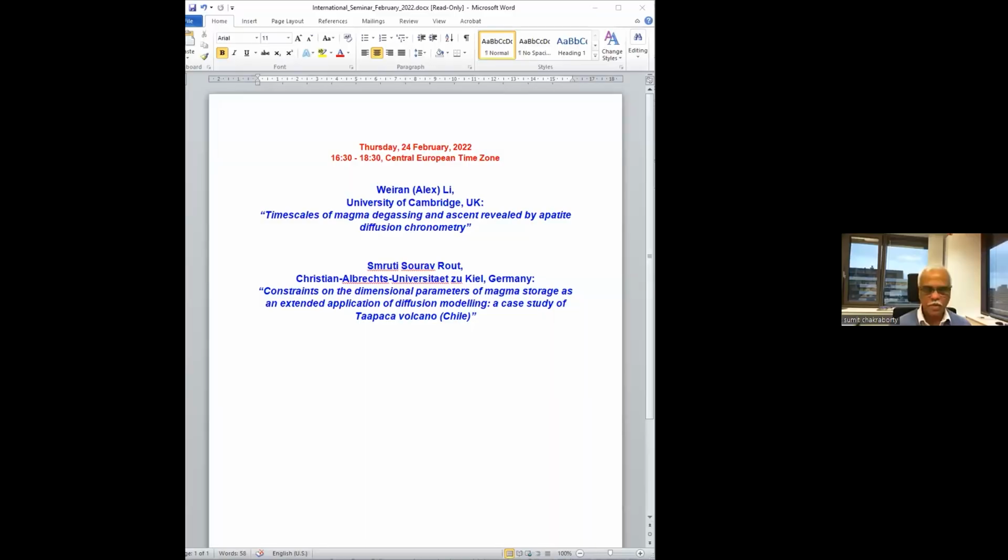So yeah, Smruti is going to talk about constraints on the dimensional parameters of magma storage as an extended application of diffusion modeling, a case study of Taapaca volcano in Chile. I guess he'll introduce his material himself, but just very quickly, we've been using diffusion chronometry to get residence times, timescales, ascent rates, as you just heard, but we have a relatively weak sense of how big the reservoirs are from which these things are coming, and that's something that Smruti is going to try to address.